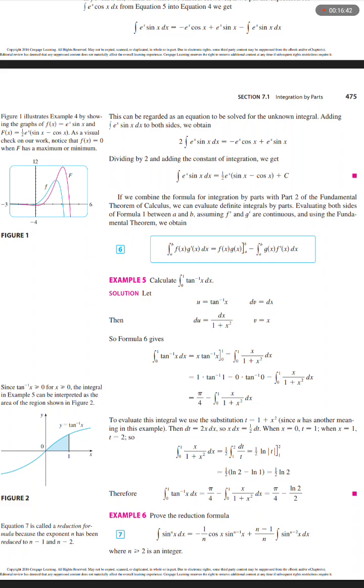Therefore, the integral from 0 to 1 of the inverse tangent of x dx equals pi over 4 minus the integral from 0 to 1 of x over 1 plus x squared dx, which equals pi over 4 minus (ln 2) over 2. Since the inverse tangent of x is greater than or equal to 0 for x greater than or equal to 0, the integral in example 5 can be interpreted as the area of the region shown in figure 2. See figure 2, the graph of y equals the inverse tangent of x.